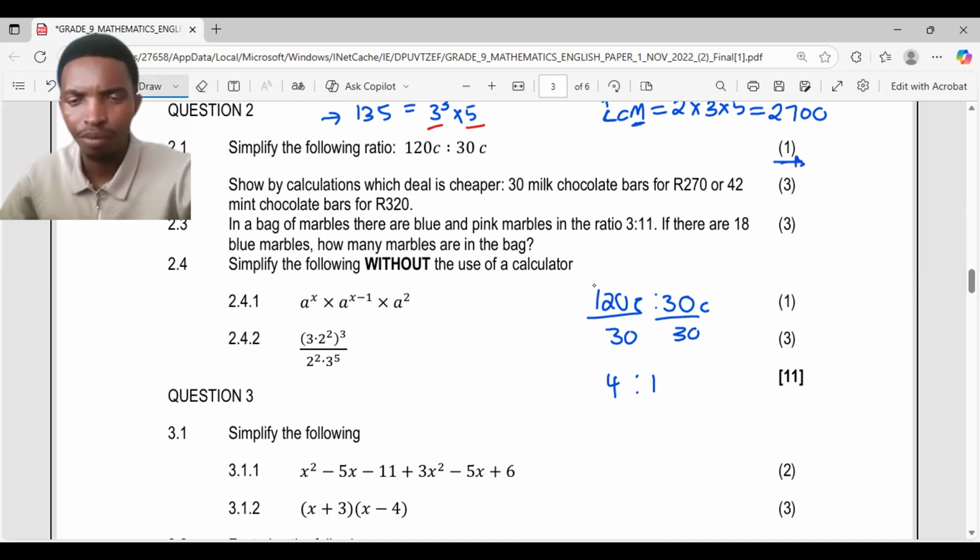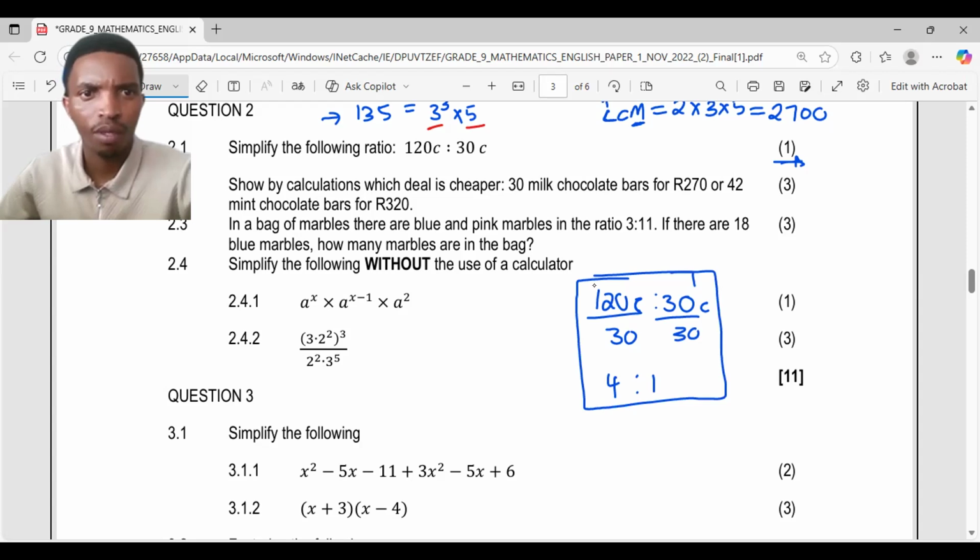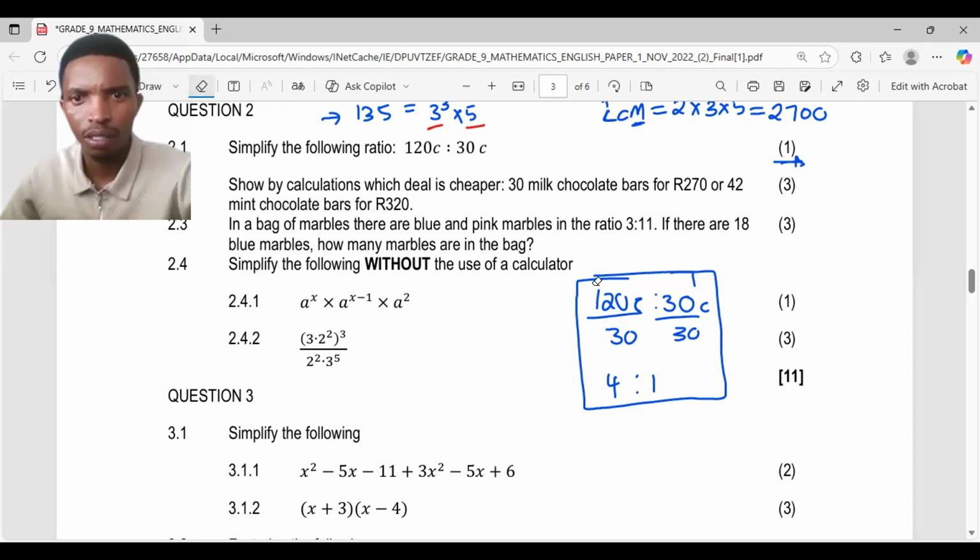Sir, but I did it differently. How much did you get? Sir, I got 600. This is the easiest way to do it. Okay, sir, our ratio is 4 to 1. Some light work. And then we have 2.2.